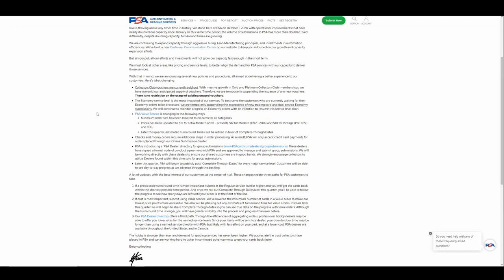So they essentially want to streamline things to make it so they could get turnaround times better, which is cool. My general takeaway here is that this is a short term problem for us as collectors slash investors. But it's probably going to be good for the long term.